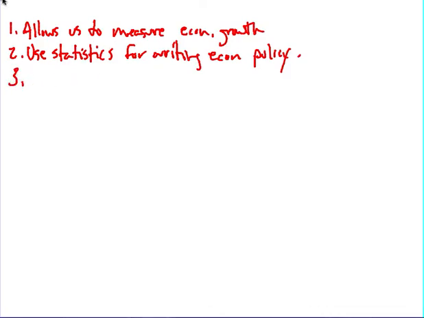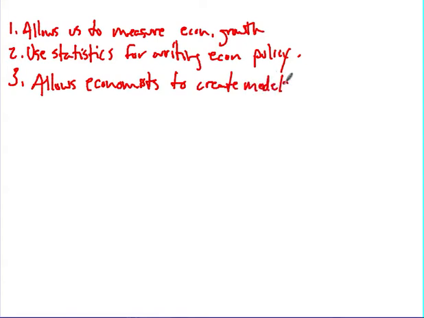The third thing is that it allows economists to create models of the economy, and that in turn allows them to forecast what's going on in the economy. And forecasting is a big deal. If you're making decisions now, in terms of investments or taxation, whatever, you need to know some idea of what's going on, what people anticipate to happen to the economy in the future. And so it is very important for that.